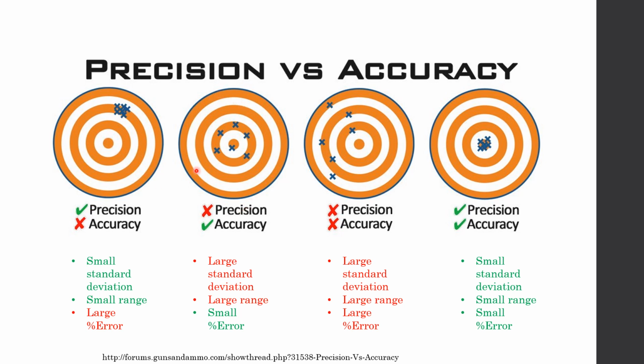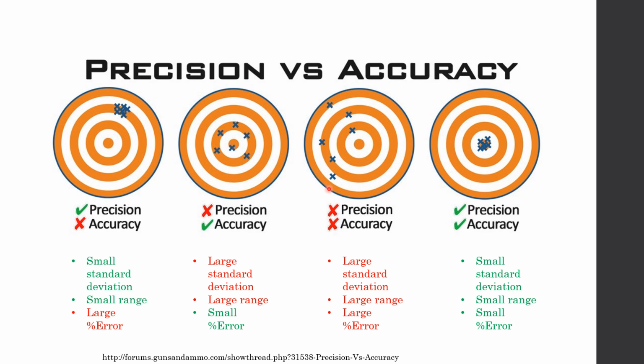Now here, in the second example, we have low precision, but we have high accuracy. So there's a pretty big spread of these arrows, right? And they're all pretty close to the bullseye. So that means that we're going to have a large standard deviation and large range, right, because there's a large spread. But we're going to have a small percent error because all of these values, although they're not close to one another, are very close to the bullseye.